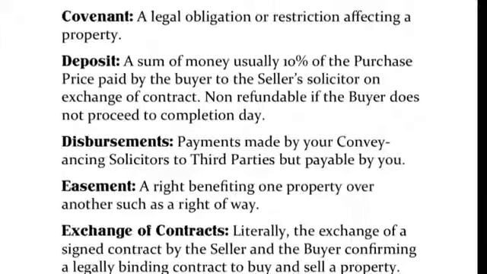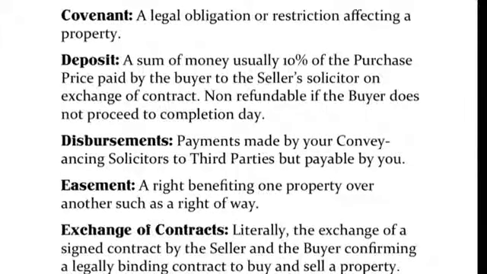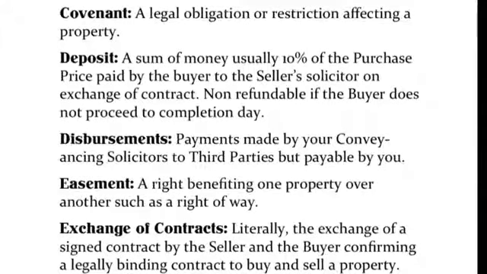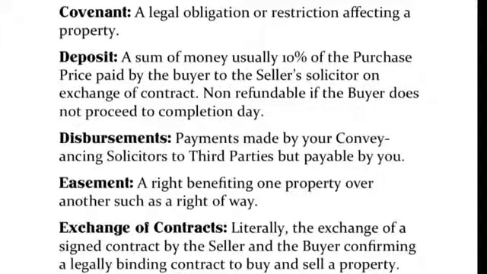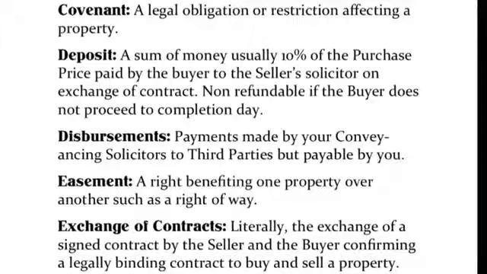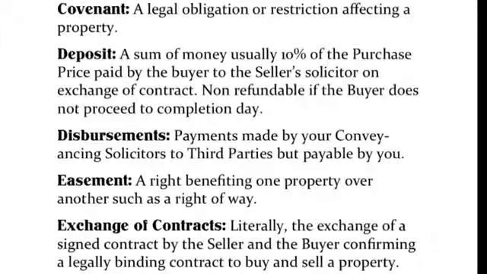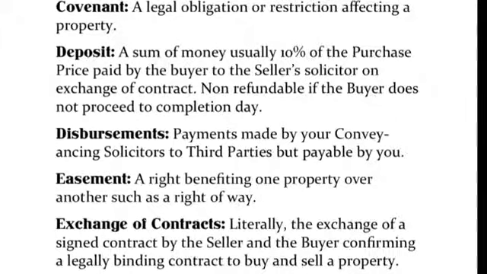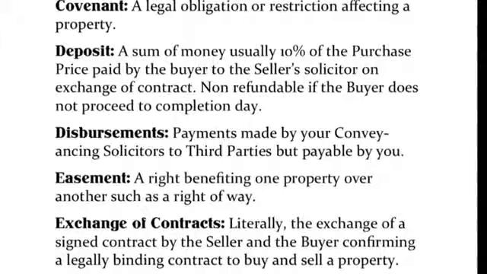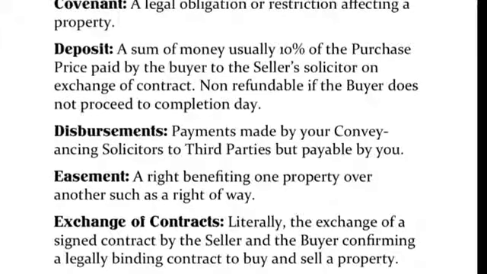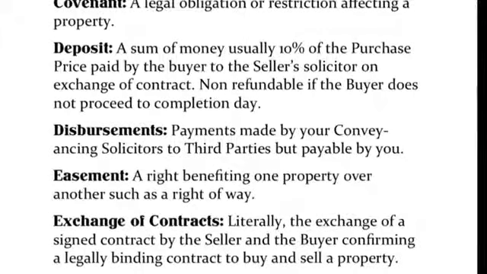Now, D for deposit. This is a small sum of money, usually 10% of the purchase price, paid by the buyer to the seller's solicitor on exchange of contract. Now remember, exchange of contract means there's a non-refundable deposit. If you don't proceed as a buyer, you don't get your 10% deposit back after the exchange of contract. Disbursements. These are payments made by the conveyancing solicitors to third parties, but payable by you. These are typically government taxes.